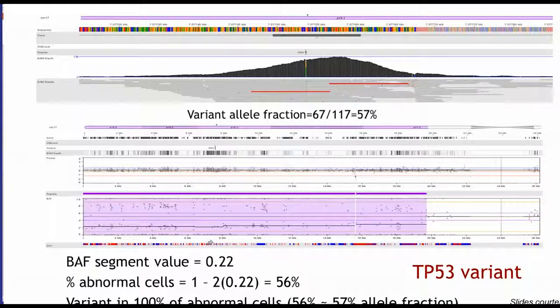So if you estimate the proportion of abnormal cells in the sample based on B allele frequency, NxClinical also allows you to do that automatically. The estimated proportion of abnormal cells that have LOH is about 56%. If you assume these cells have a biallelic TP53 mutation, that would give you the 57% variant allele frequency that we saw by our sequencing.